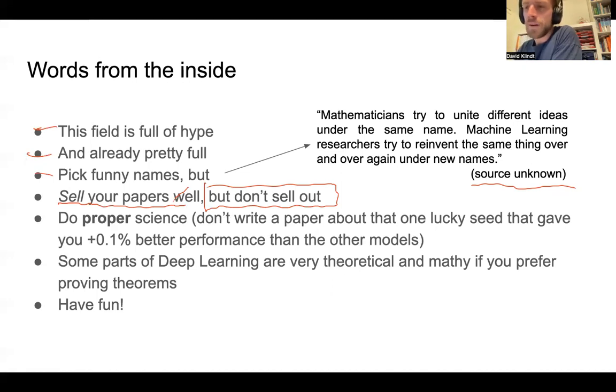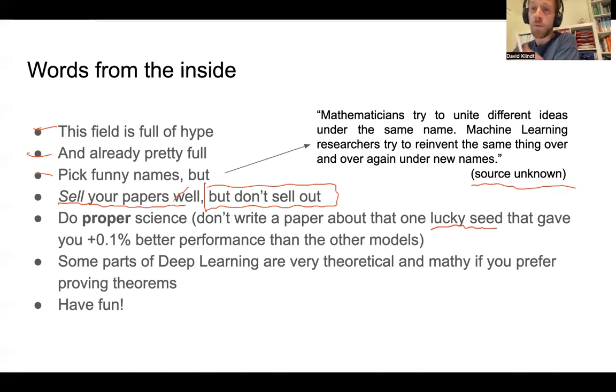If you write a paper about that one lucky seed, and this actually happens, I'm not looking at reinforcement learning work, where people beat the current state of the art by 0.1% performance, totally insignificant, different seed, it sucks, and then they write a paper about it. Don't be that researcher, have some scientific standards.